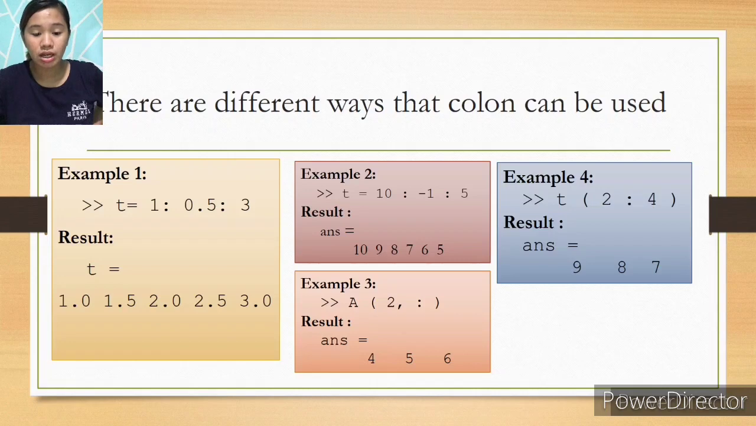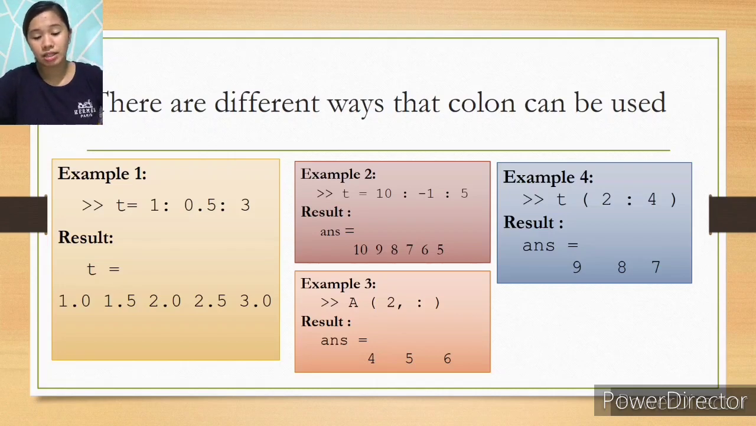Note that negative increments can also be used. For example, number 2. At the command prompt t = 10:-1:5. So the result is 10, 9, 8, 7, 6, 5.